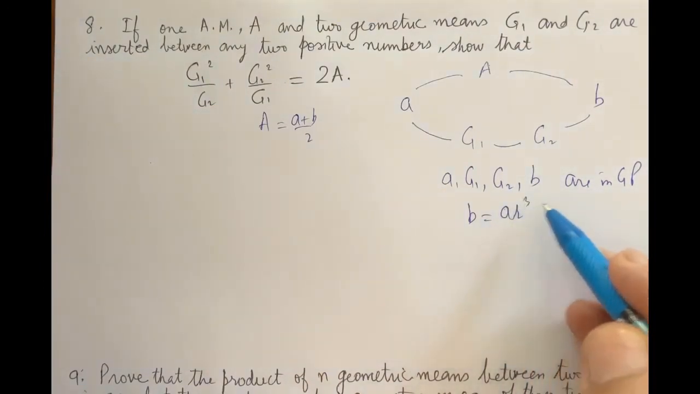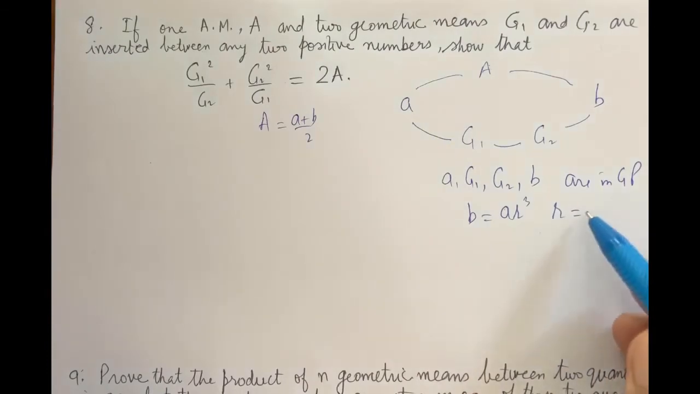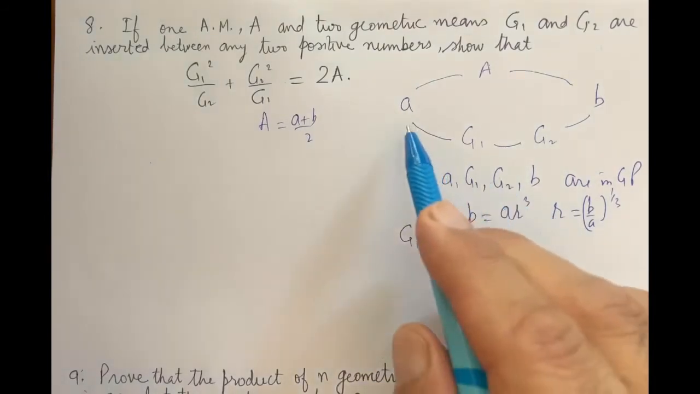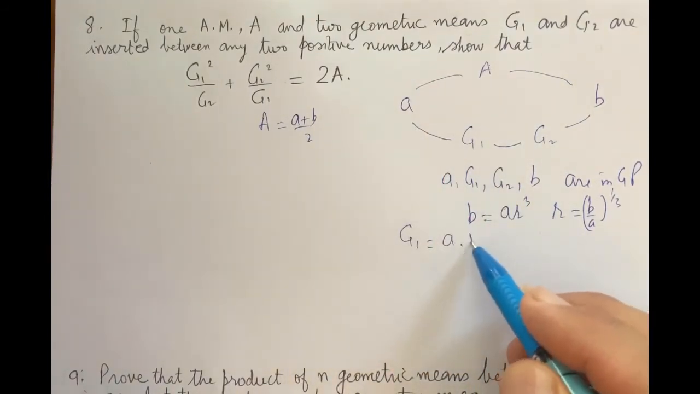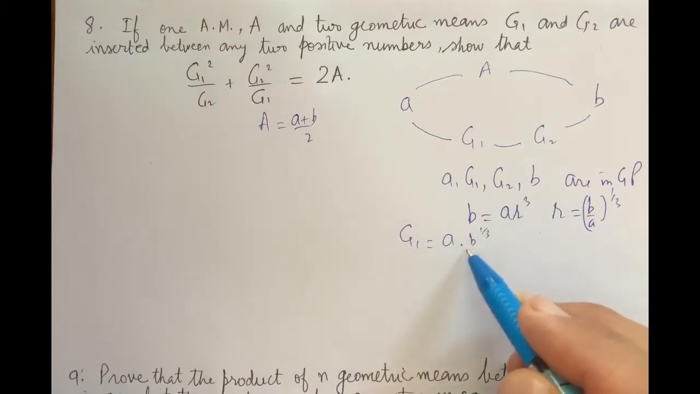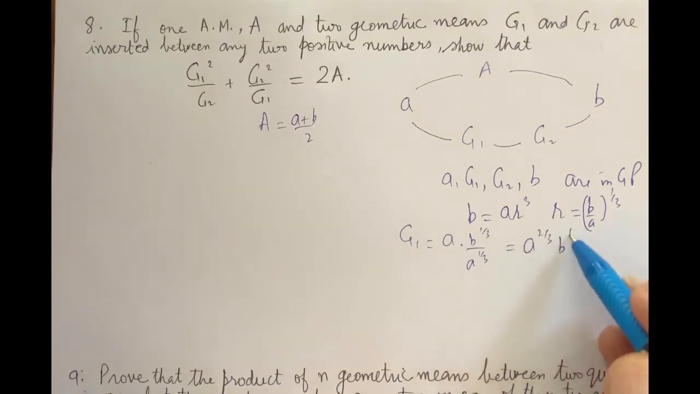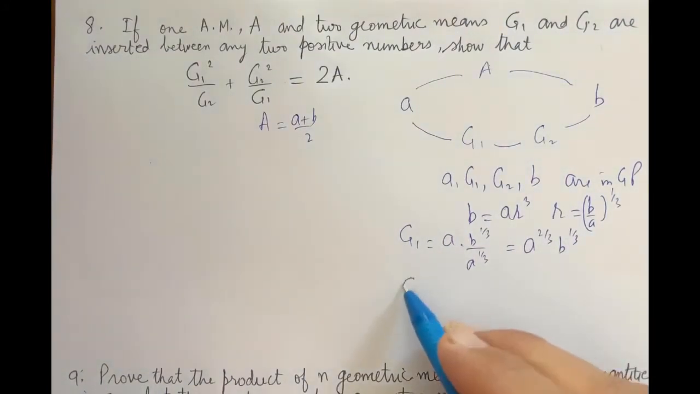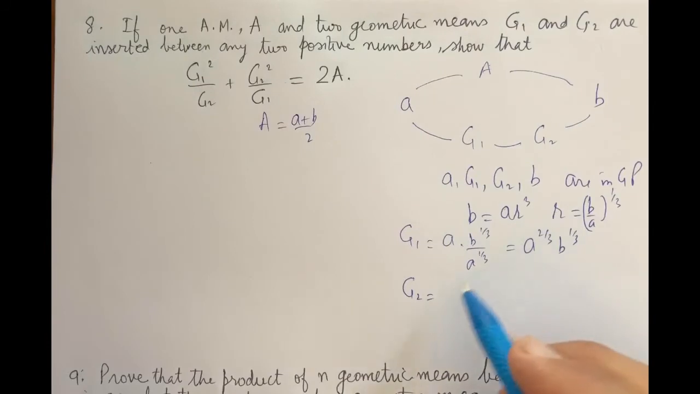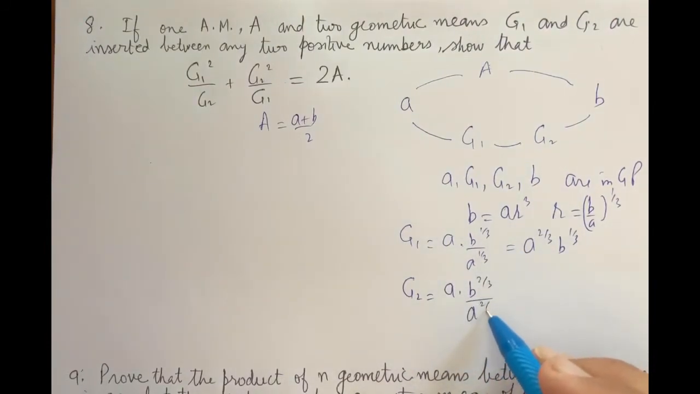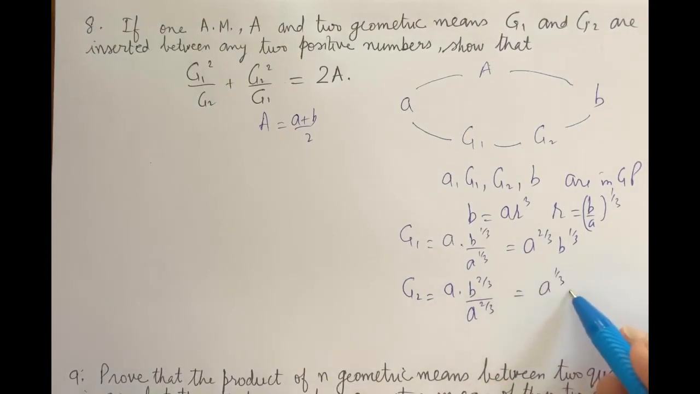B is a into r cube. This gives us r as (b by a) raised to 1 by 3. So what is the first geometric mean? It's a into r. A into b raised to 1 by 3 upon a raised to 1 by 3. That's a raised to 2 by 3 into b raised to 1 by 3. And what is the second geometric mean? It's a into r square. B raised to 2 by 3, a raised to, this is 2 by 3. So a raised to 1 by 3 into b raised to 2 by 3.